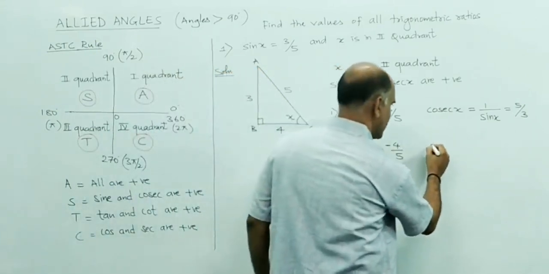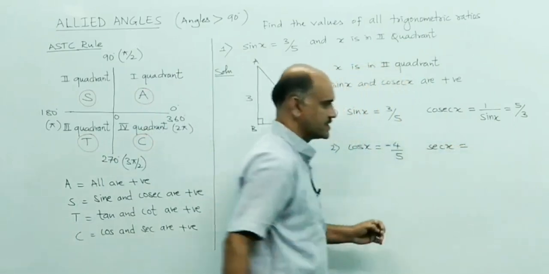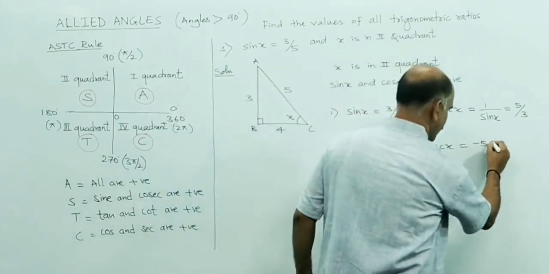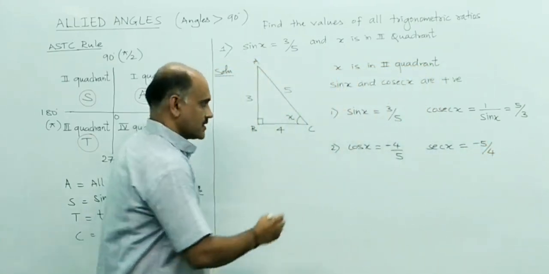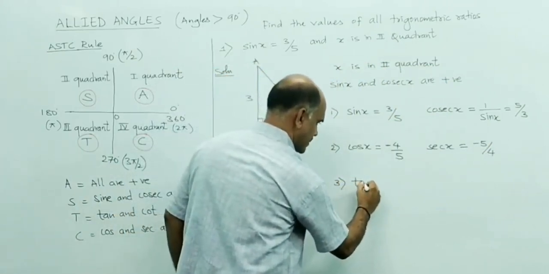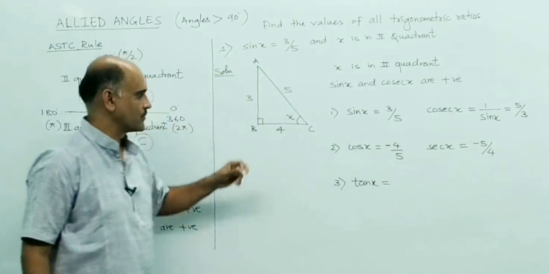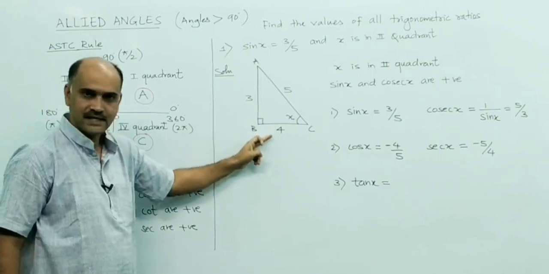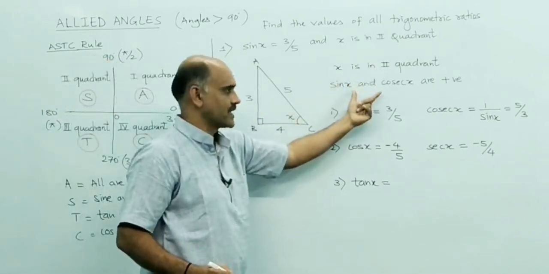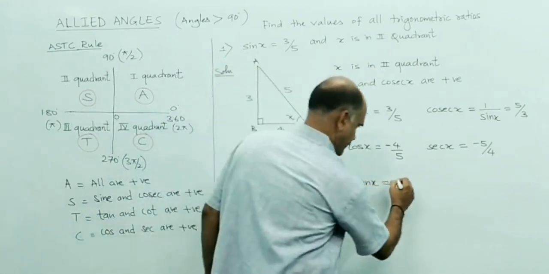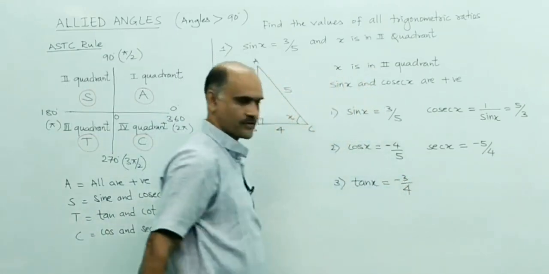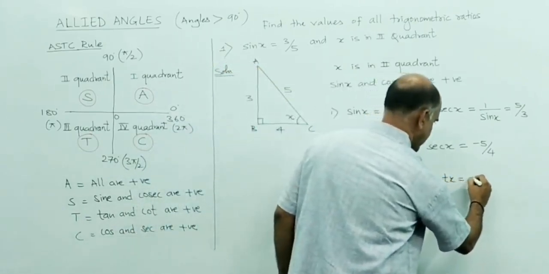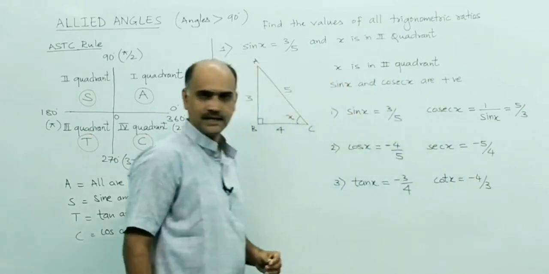Now take reciprocal, secant x. Secant x is reciprocal of cos x. So answer will be minus 5 by 4. Third, tan x. Tan x is equal to, so tan theta is opposite by adjacent. So tan x is 3 by 4, but in second quadrant again tan is negative. So you will have minus 3 by 4. Again you take its reciprocal. So reciprocal is cot x. So cot x is minus 4 by 3.